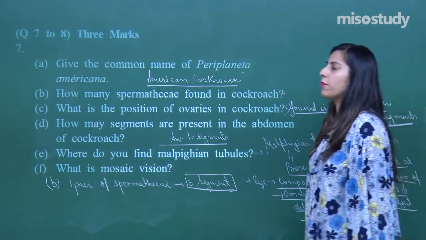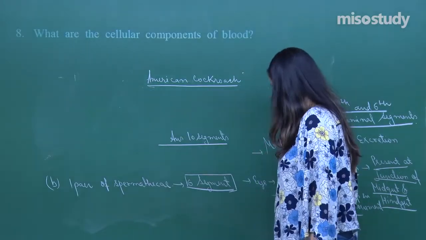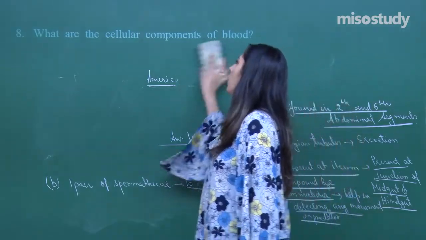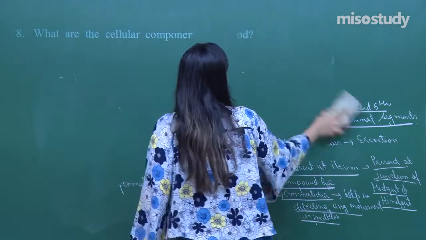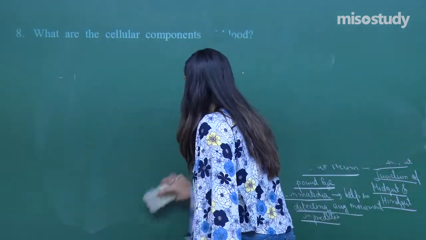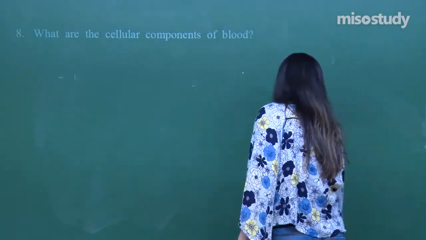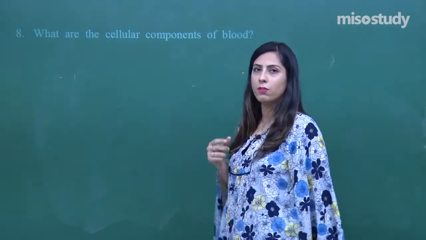So, students, hope you have noted down this. Now, let us move on to the next question, question number 8. Yes, this is also one of the good questions. What are the cellular components of blood? Cellular components, we know in blood there are two components. One is called plasma and the second is called corpuscles. So, we have to discuss the corpuscles over here.